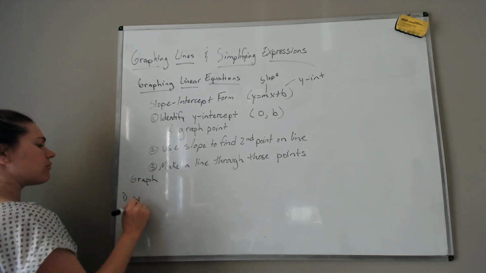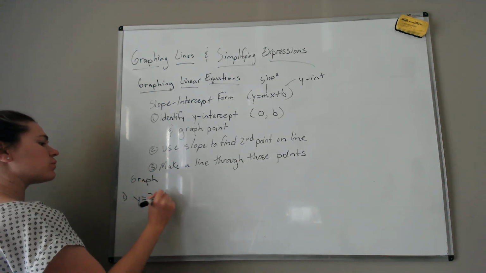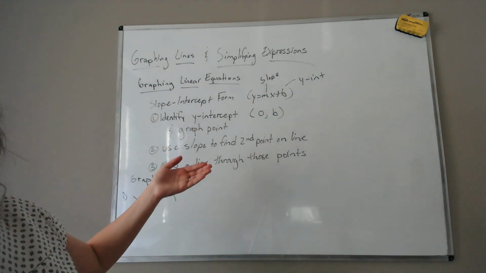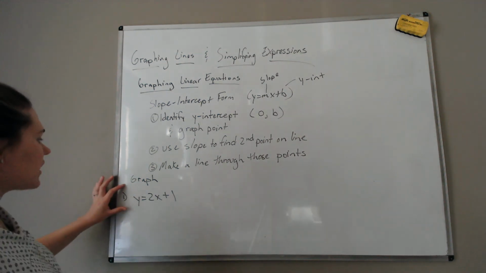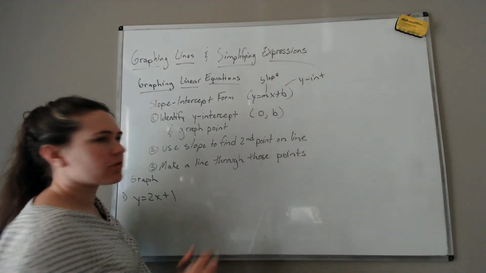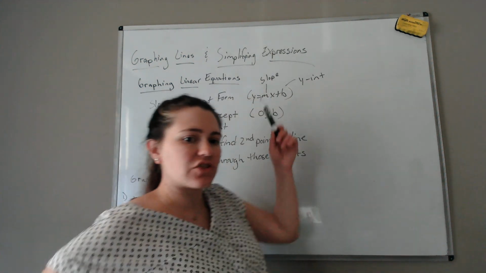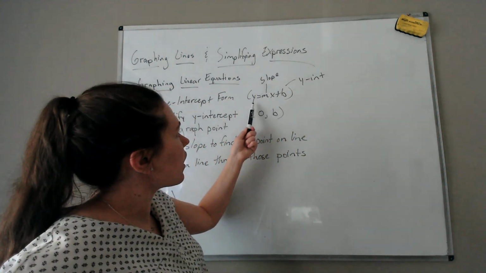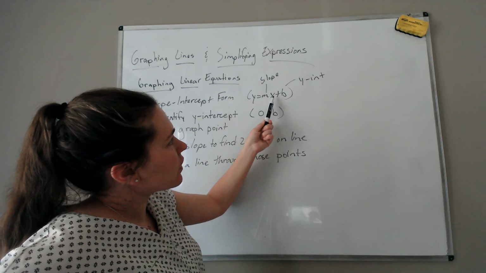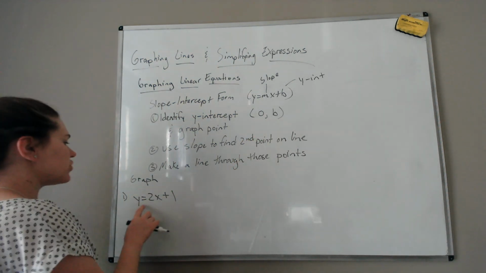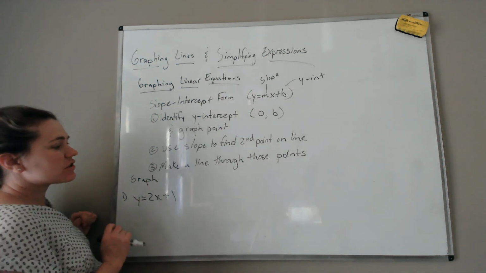Number 1, we'll graph y equals 2x plus 1. So one thing is, if you're going to graph using how we graph in slope-intercept form, you need to make sure that your equation is in slope-intercept form. Slope-intercept form is the y variable is isolated. It has no coefficient other than 1, just y. And then you have mx, where x is a variable, plus b. So this is y equals 2x plus 1. Yes, this is slope-intercept form.